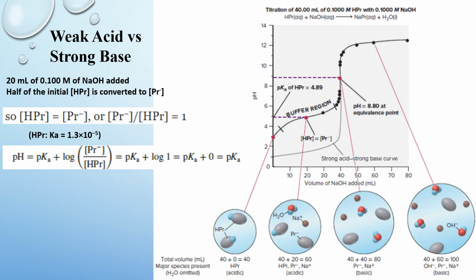Now let's start to add strong base sodium hydroxide into this weak acid. First, think about what's going to happen when the base is added into the weak acid. Are we creating a buffer? The answer is yes. When you add sodium hydroxide into this weak acid, the hydroxide will actually react with the acid and generate the conjugate base of the weak acid.